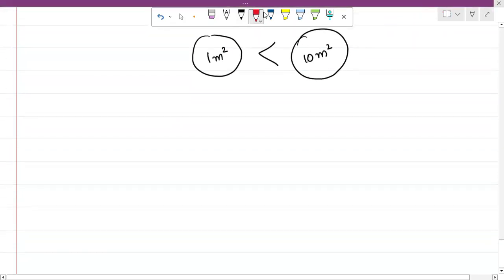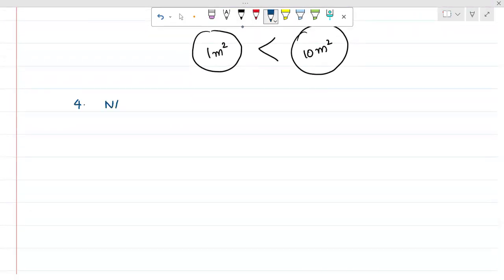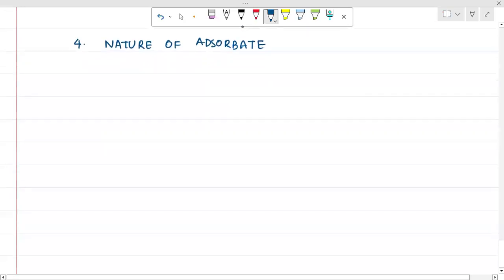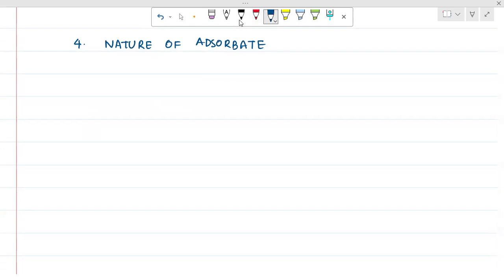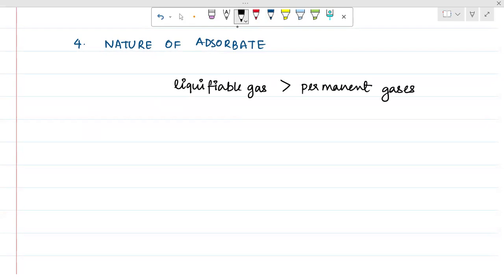Fourth one. Nature of adsorbate. Now, adsorbate is the molecule which gets adsorbed onto the surface of the solid. And that depends on, you can write it down, liquefiable gases. Liquefiable gases adsorb quickly than permanent gases. I'll give examples.